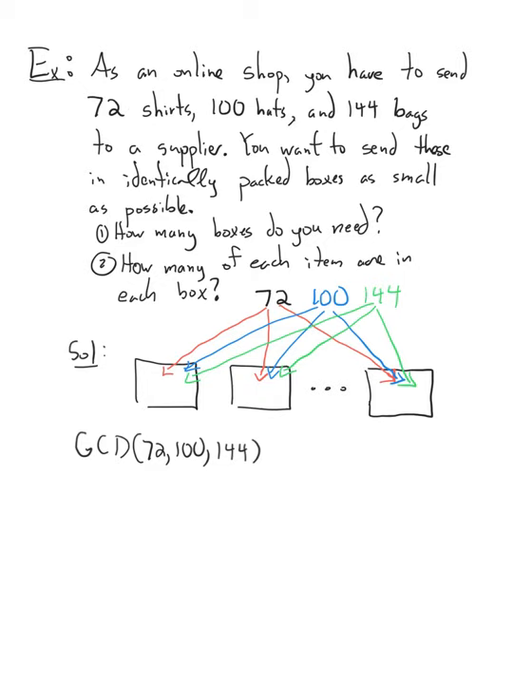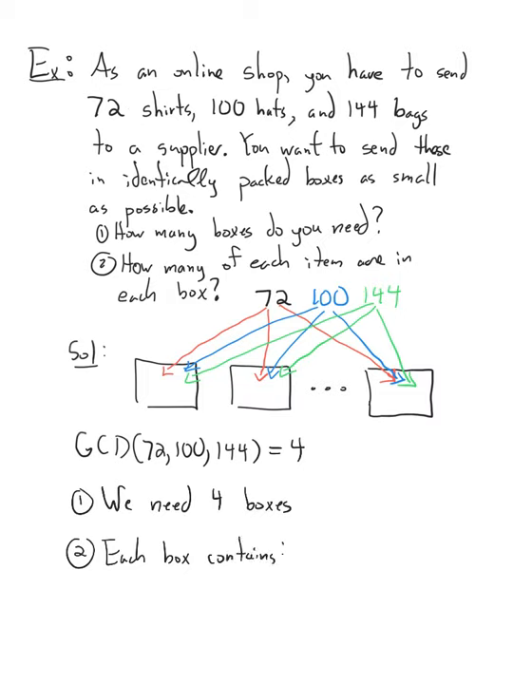So hopefully you've calculated that the greatest common divisor of these numbers is indeed 4. So we need 4 boxes. So that's part 1. And what's in each box? Well, each box contains, well, we have our 72 shirts. We're dividing them into 4 boxes. 72 divided by 4 is 18 shirts.